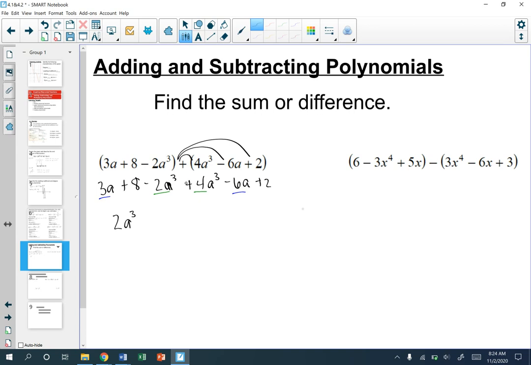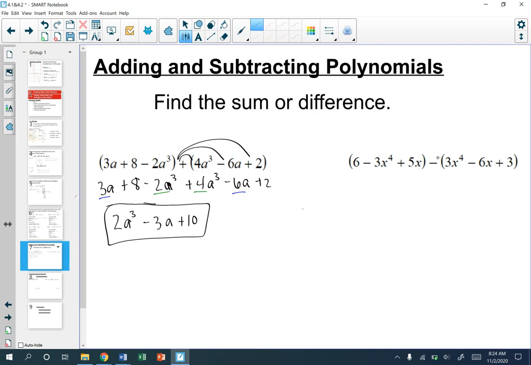Now my next, I have no a squared, so I go on to the a to the first, which is negative 6a plus 3a gives me negative 3a. And then moving on, I have 8 and 2 plus 10. Right, that's my final answer there.